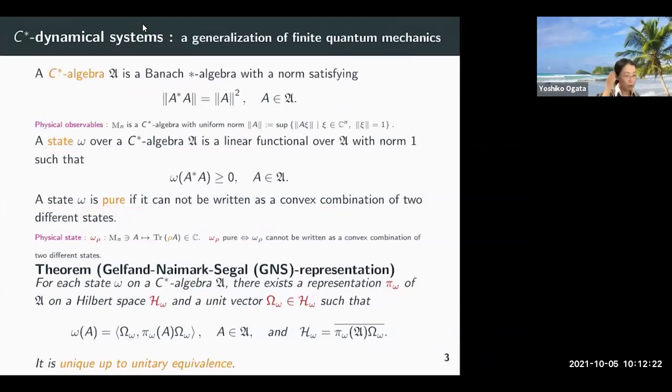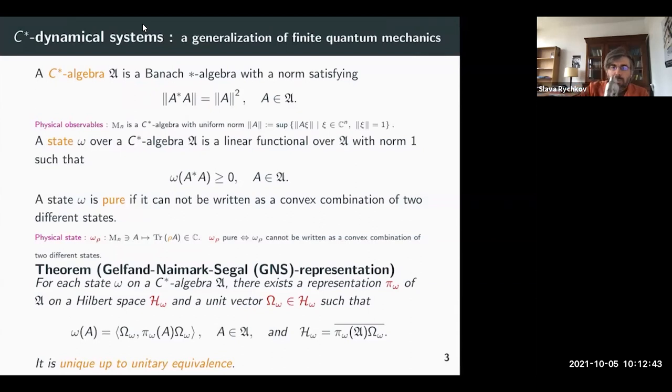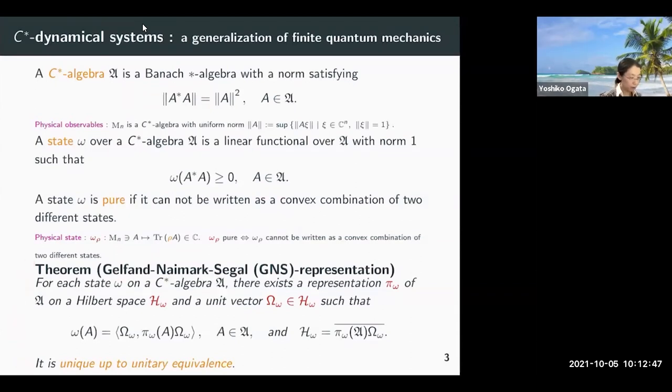Now, as maybe you know, there is a famous theorem about states on a C-star algebra, called the GNS representation, which basically tells us that for each state on a C-star algebra, we can associate a representation of the C-star algebra on a Hilbert space in an essentially unique way. More precisely, for each state omega on a C-star algebra A, there exists a representation pi omega on a Hilbert space, and there is also a special unique vector in this Hilbert space satisfying this condition. This tells us that the expectation value of A with respect to omega can be written like this by these objects.